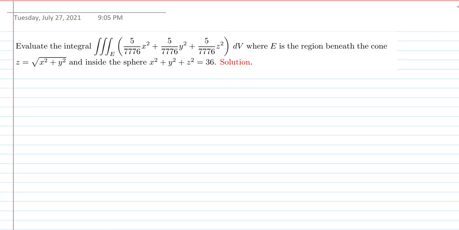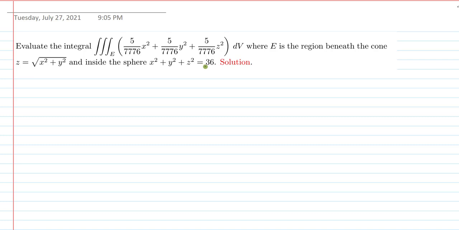So folks, let's work through this problem right here. We're asked to evaluate a triple integral where this is our integrand, and we're told that the region E is the region beneath the cone and inside of the sphere. So let's go ahead and take a look at our region here.